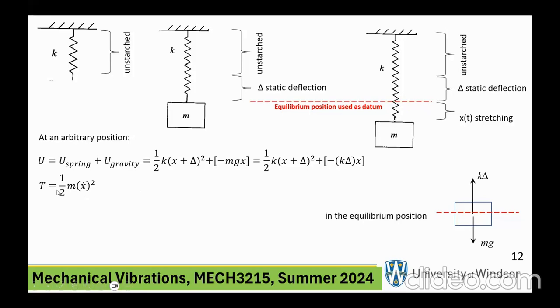So the kinetic energy is one half m velocity squared, and there we go. We're going to equate these at two different locations: one at the equilibrium position, and the other at the stretched position. At the equilibrium position there is no kinetic energy. T is zero, and the potential energy is only the one stored due to that static deflection, one half k delta squared.